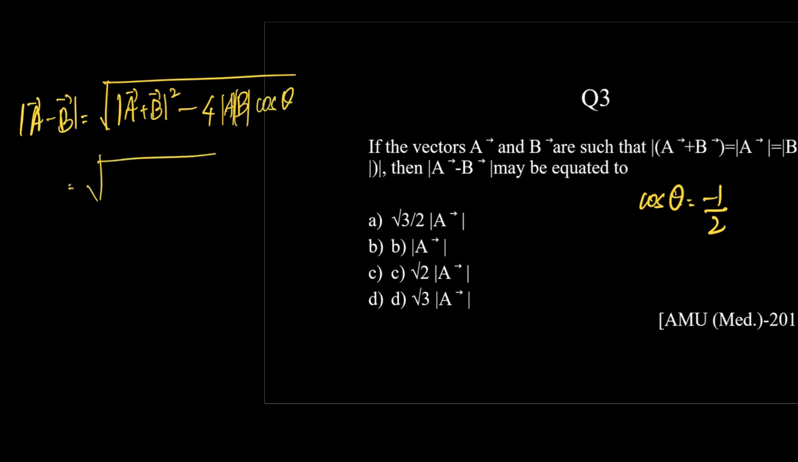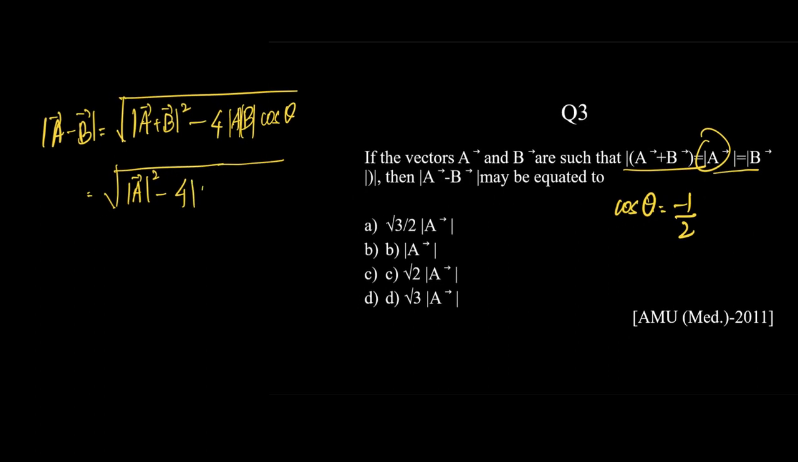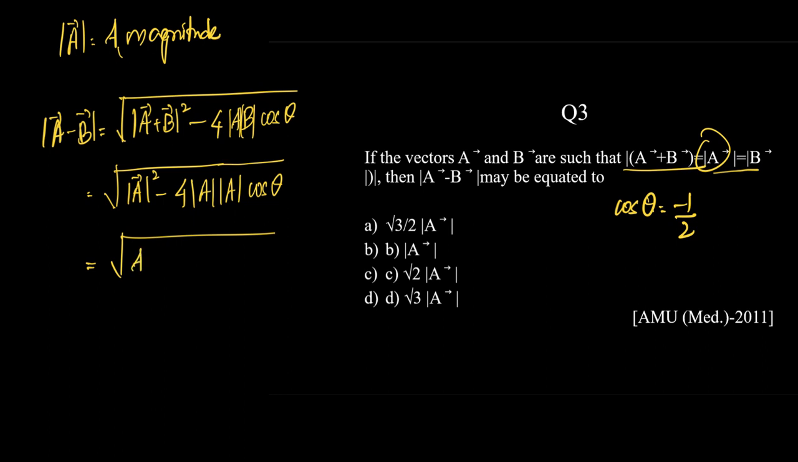equal to root of. Now from the question we can say that mod of vector a plus vector b is equal to mod vector a. So this is mod of vector a the whole square minus, since it is given that mod of vector a is equal to mod of vector b, we can say that this is 4 times mod a into cos theta. So this is further equal to root of mod. Let us now say what is mod of vector a. So mod of vector a is a, which is its magnitude. So this will be a square minus 4a square into cos theta.